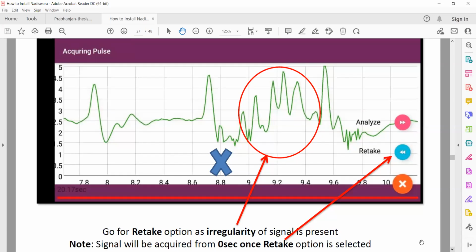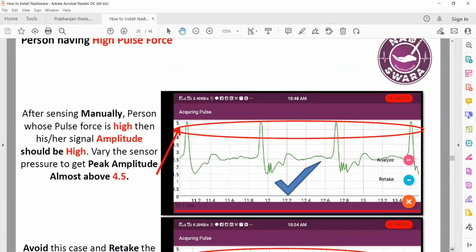So this portion is actually a nice spot. You can see that there is no rhythmic pattern here. The system identifies this and says the nadi pattern is not correct.